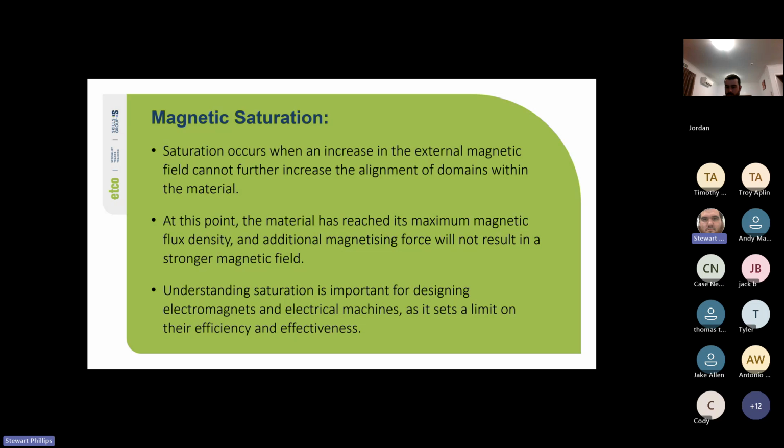So imagine these domains like little iron filings pointing in all different directions. When we magnetize a material, it's like lining them all up to point the same way. But once they're all lined up, no matter how much harder you try, they can't point any straighter. That's saturation.